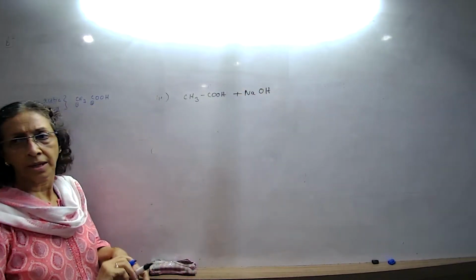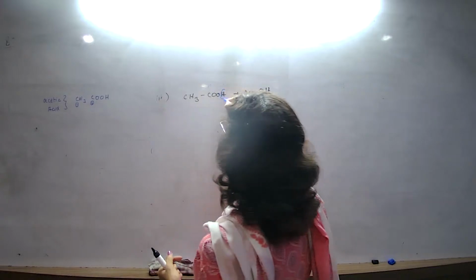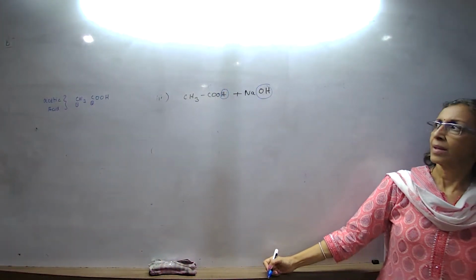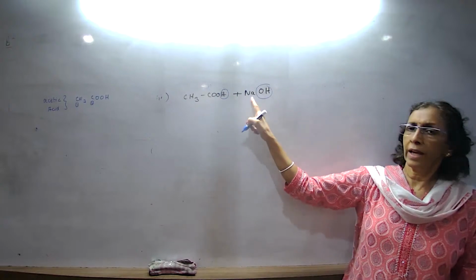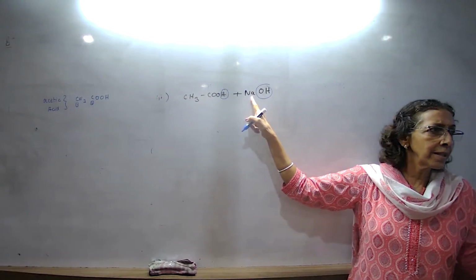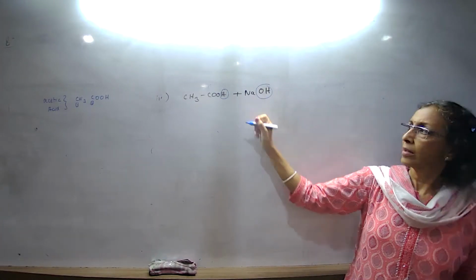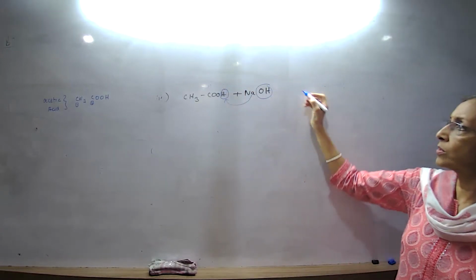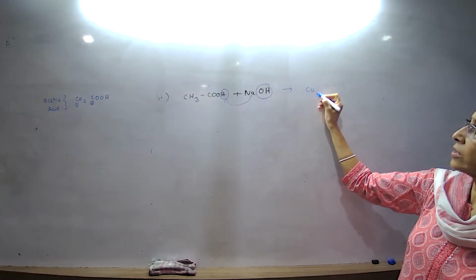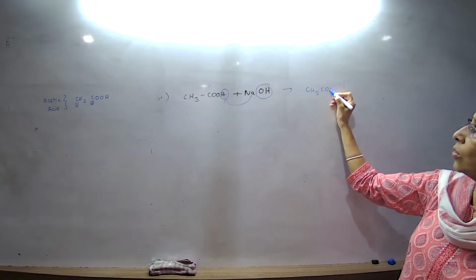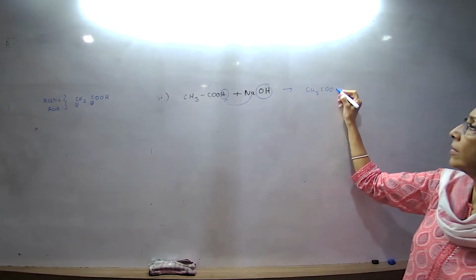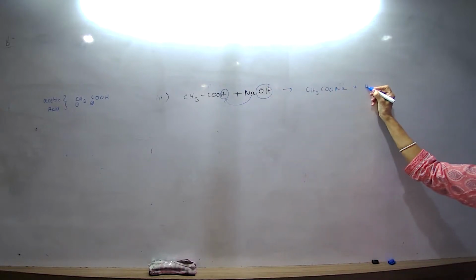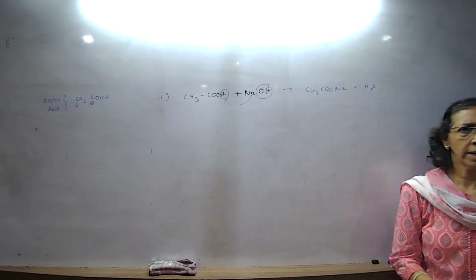Tell me what will happen? CH3COONa. What else is released? Water is released. Hydrogen will come here and forms water. So you have got CH3COONa, with Na coming there. What else is released? The H and water. Take it down. Third reaction, very simple.